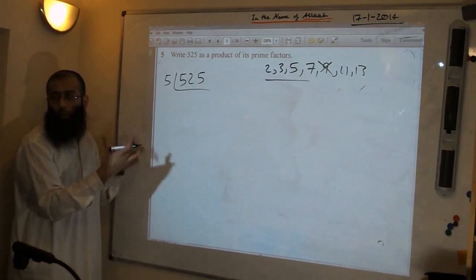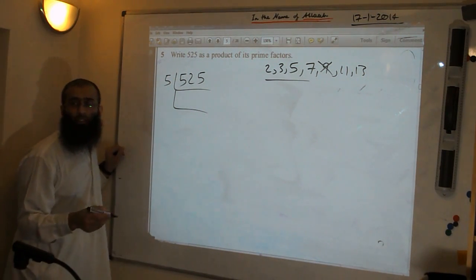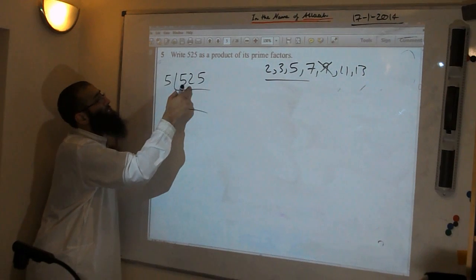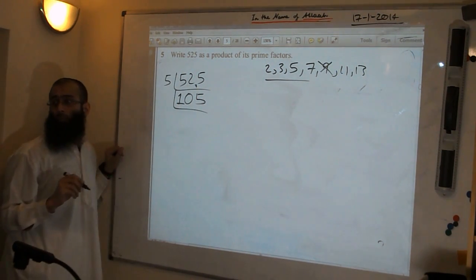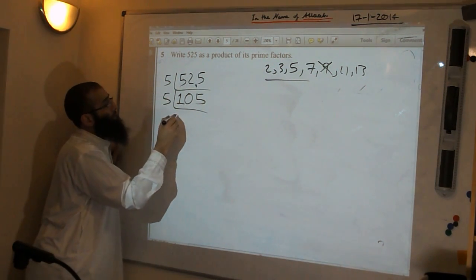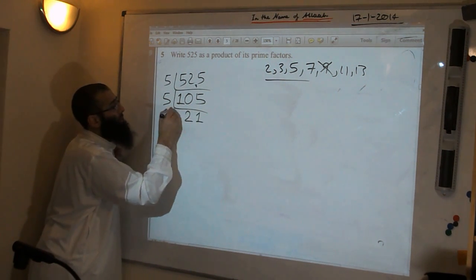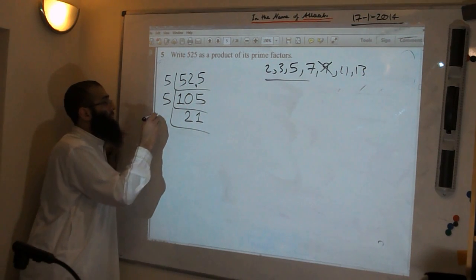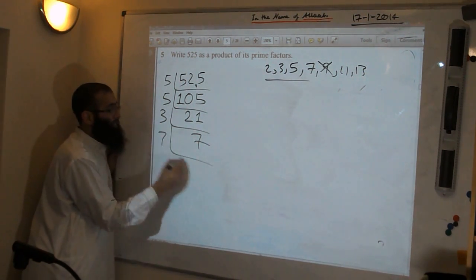So we start dividing by prime numbers. So 525 divided by 5. 5 into 5 is 1. 5 into 2 is 0, 5. Okay, 105. Are we happy if we divide by 5 again? Yeah. So 5 into 10 goes 2, 5 into 5 goes 1, 21. And 21 won't divide by 5, so we divide it by 3 to give us 7. And then we divide 7 by 7 to give us 1.